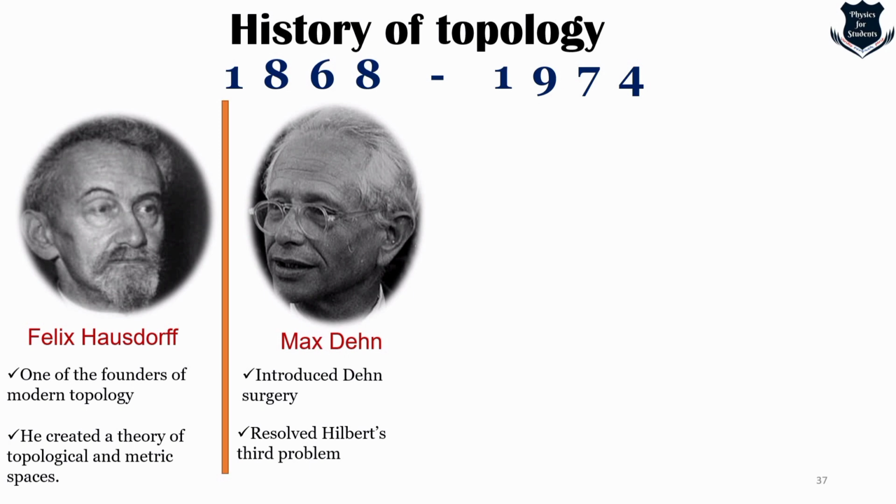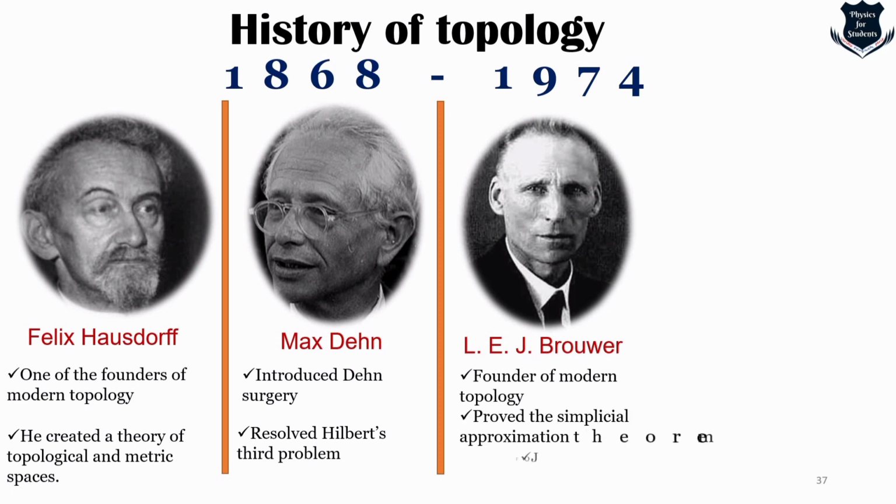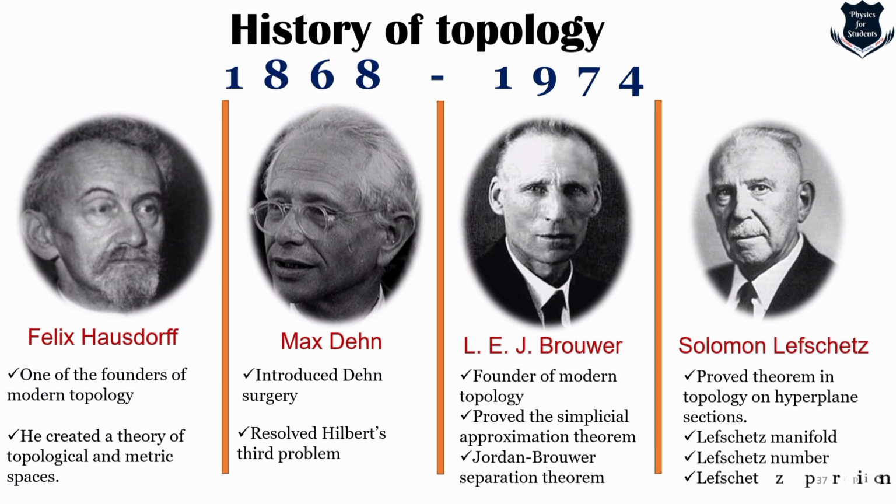and he was a student of the great mathematician David Hilbert, and finally resolved Hilbert's third problem. L.E.J. Brouwer, who was a founder of modern topology and provided the simplicial approximation theorem, and Solomon Lefschetz, who provided the hyperplane theorem in topology and made contributions on the Lefschetz manifold, Lefschetz number, and Lefschetz principle. So this covers more or less a brief history of topology, the contributors, etc.